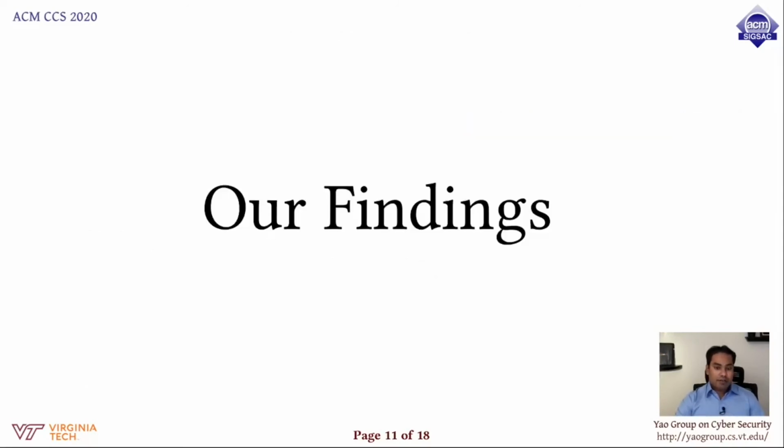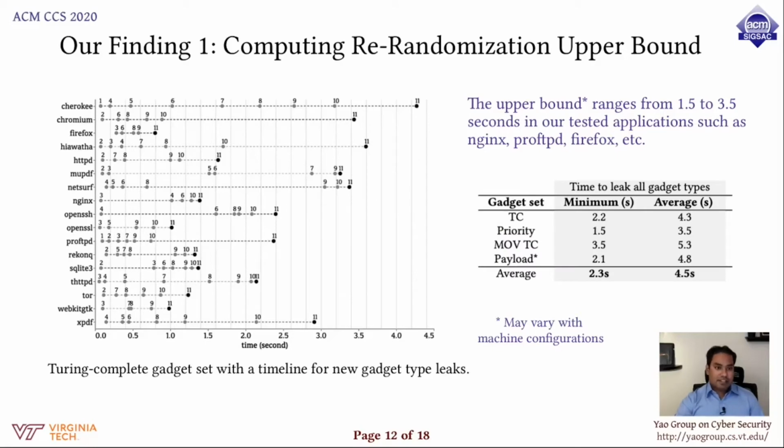So what are our findings? Our first finding is related to computing the re-randomization upper bound. We found that the upper bound ranges from 1.5 to 3.5 seconds in our tested applications. What we did is we ran the recursive code harvesting module and measured the time to leak all the gadgets from a gadget set.